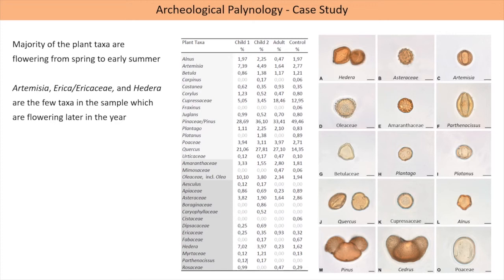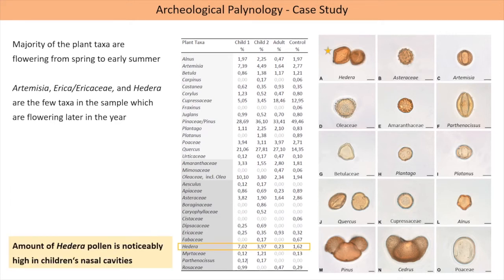Hedera. So again, Hedera pollen is shown here. Hedera pollen occurred in all samples, but in significantly high amounts in the children's nasal cavities. So here are the numbers listed for the Hedera pollen. And as you can see in the children's nose 1 and 2, the numbers are much higher than in the adult and the control sample. So with a flowering period from September to October, Hedera might indicate that the eruption in fact occurred in October-November.